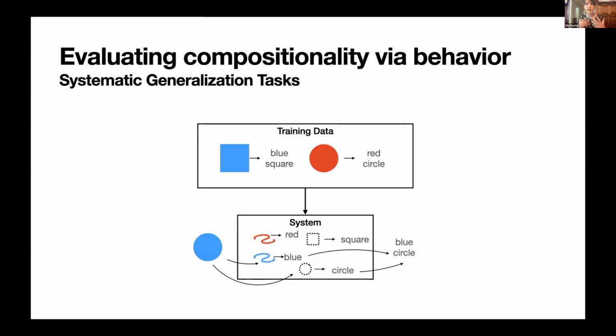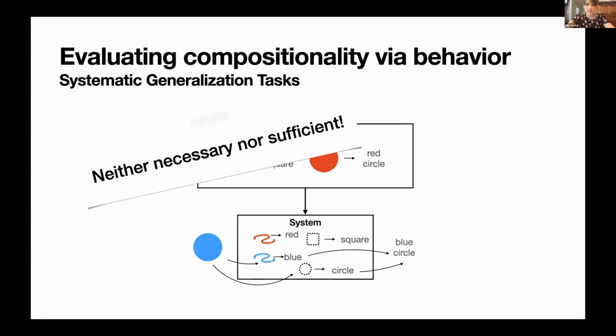We would say that a compositional system does this because it breaks down the blue circle into constituent parts, here colors and shapes, and it recombines them. But the problem is that these kinds of tests are neither necessary nor sufficient to say whether the system we're testing meets the definition that I was just saying we're going to focus on here.